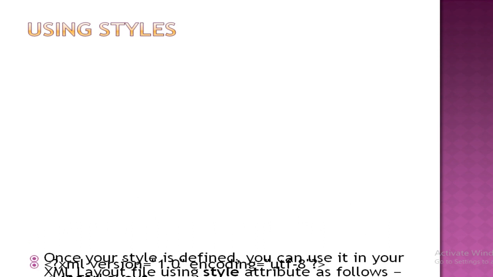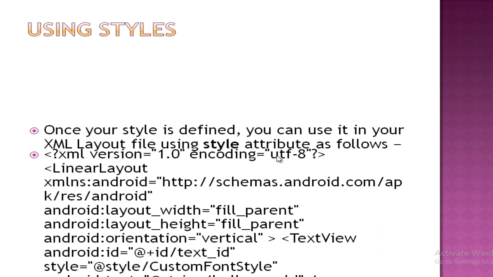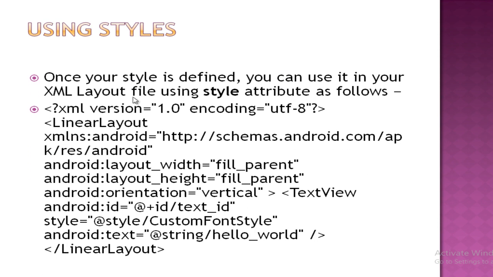Now let's see using the style. Once a style is defined, you can use it in your own XML layout, right? For using the style attributes, it is as follows. First, that is the linear layout we have used here. So here the URL is there, that is by default. Then width and height we have specified, that is fill parent and fill parent. You can write match parent also, right? Then orientation, that is vertical.